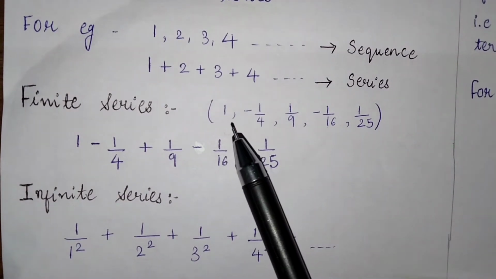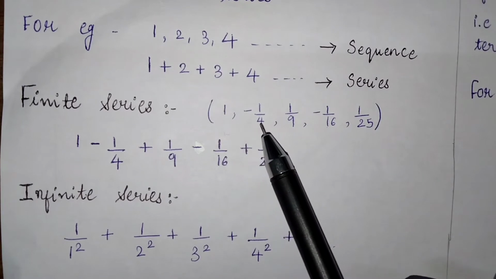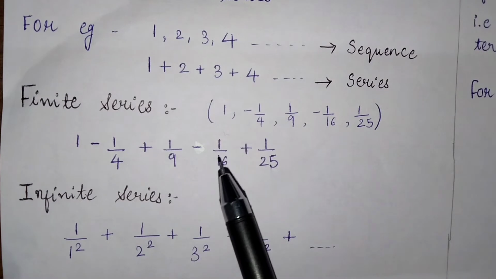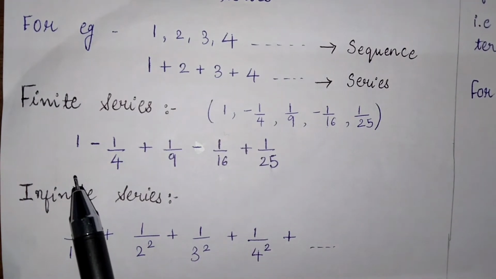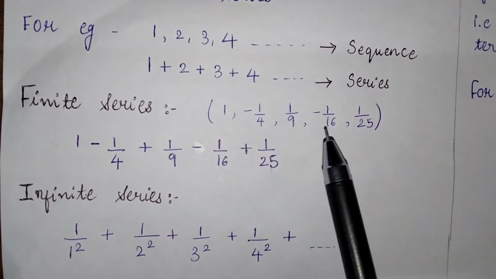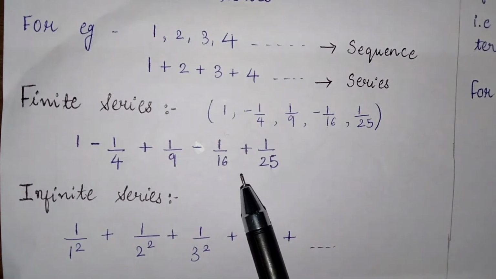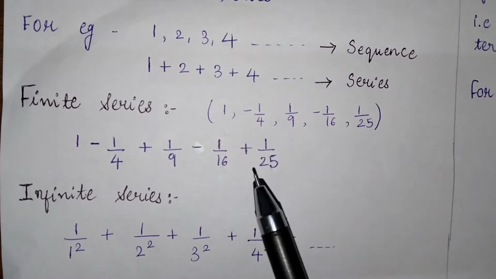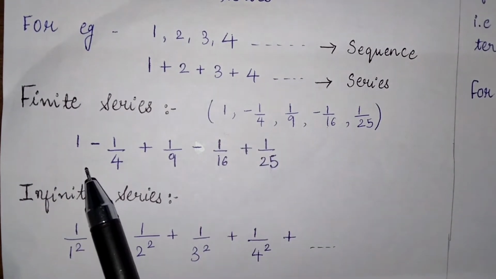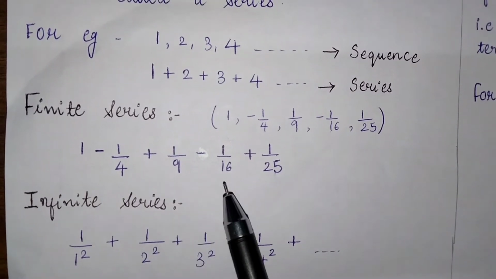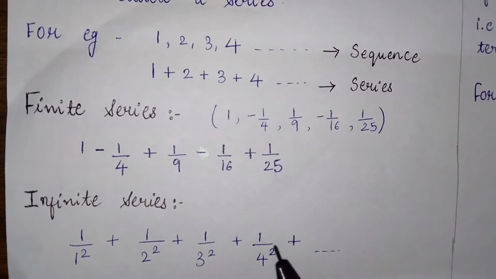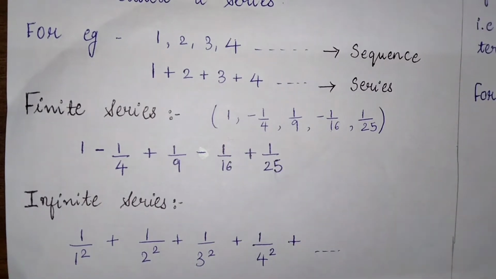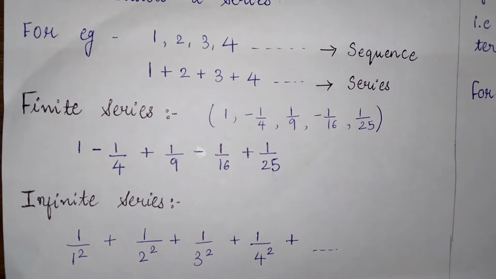For example, if the sequence is given as 1, minus 1 by 4, 1 by 9, and so on, then we get a series when we add all the terms of the sequence. When we add the terms of a sequence, we get a series. So here we get 1 minus 1 by 4 plus 1 by 9 minus 1 by 16 plus 1 by 25. But this does not go up to infinity, only these terms are given. So such type of series are called finite series.